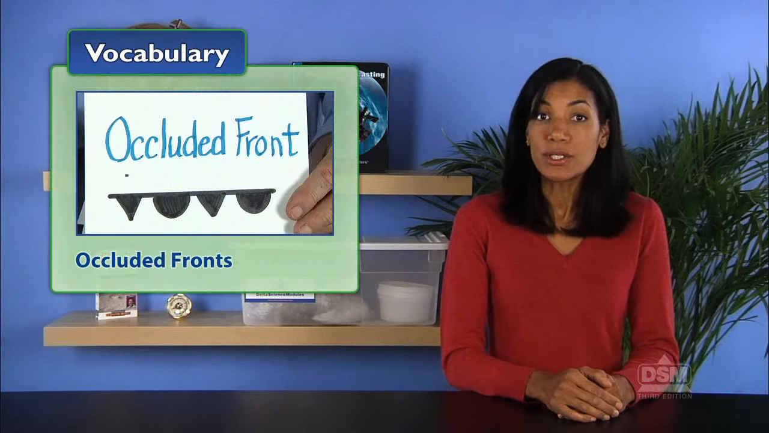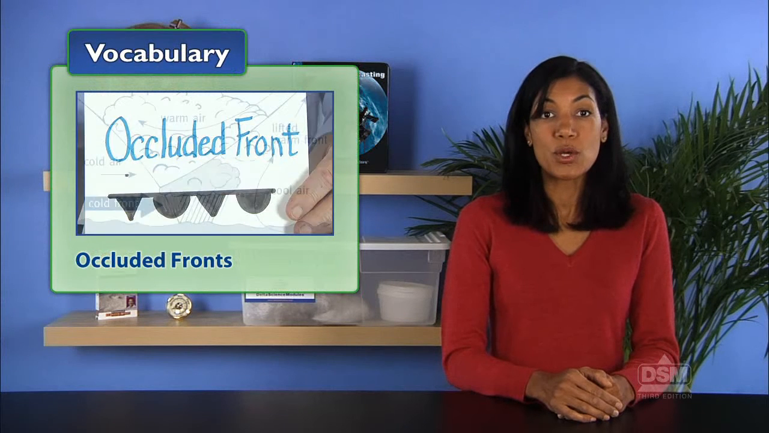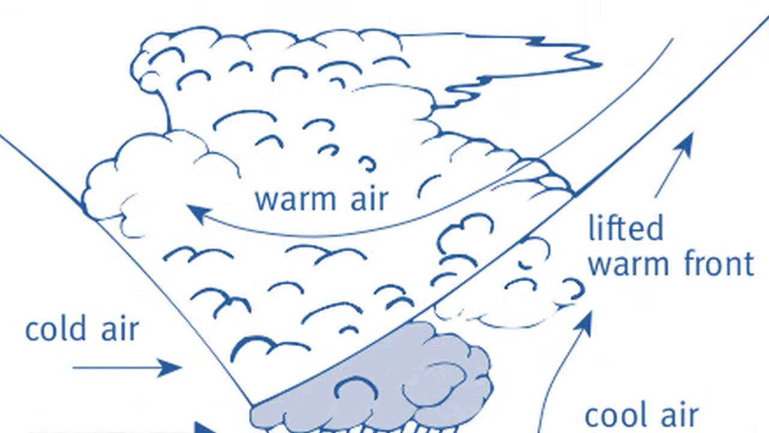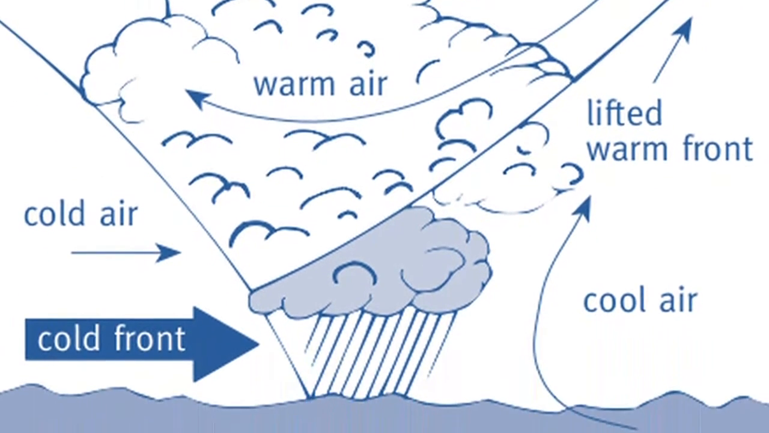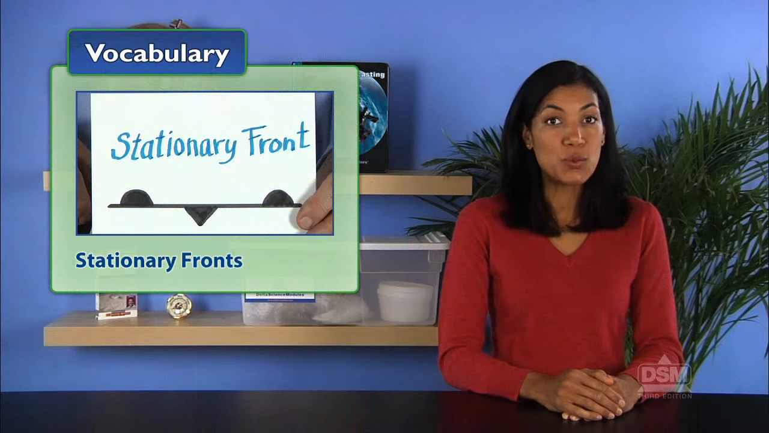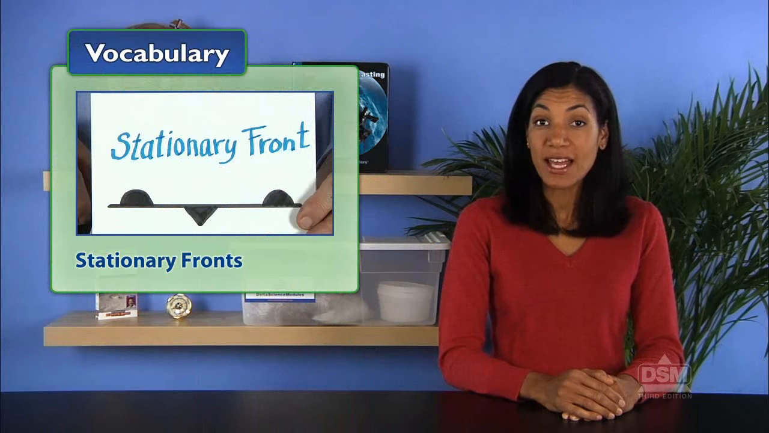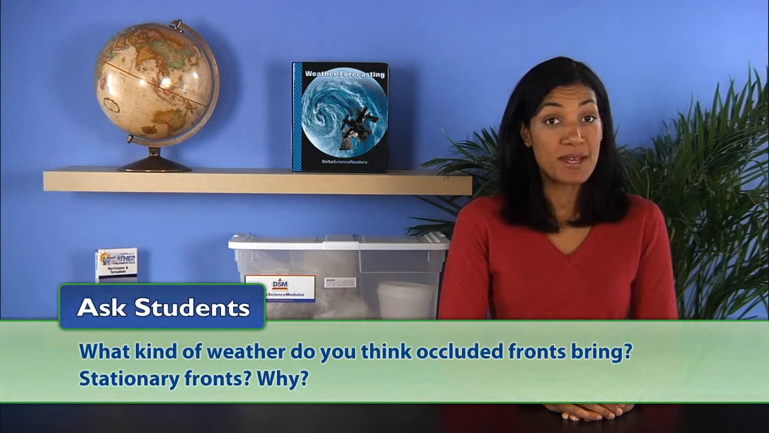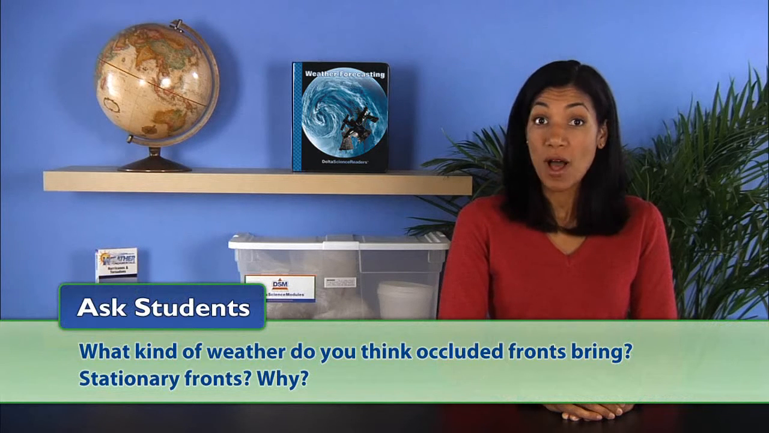Explain that occluded fronts occur when faster-moving cold fronts catch up to slower-moving warm fronts. The warm, moist air is pushed up as the cold front encounters cool air. Stationary fronts occur when a cold and warm air mass meet, but neither move. Ask, what kind of weather do you think occluded fronts bring? What about stationary fronts? Why?